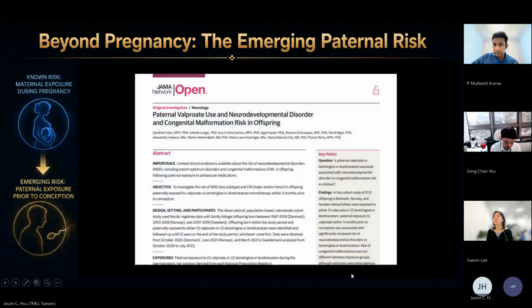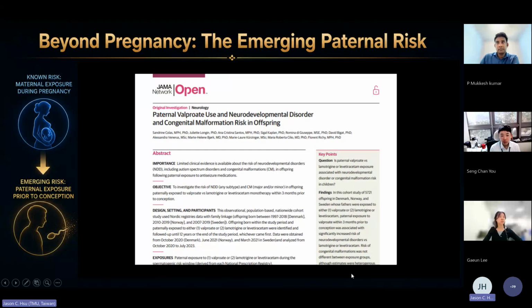The situation has become more and more complicated recently because historically the clinical consensus was very simple: protect the pregnant mother and the baby will be fine. However, recent medical evidence has told us that there are some groundbreaking findings. It revealed that paternal exposure to valproate within 3 months prior to conception is associated with a significantly increased risk of neurodevelopmental disorders such as autism and ADHD in the offspring. And this is a revolutionary clinical signal.